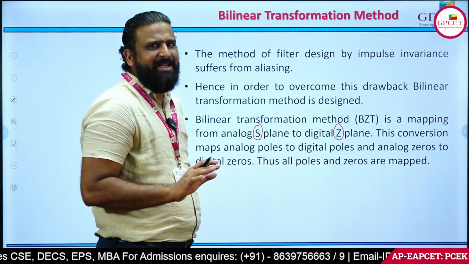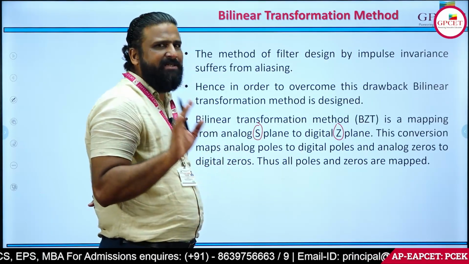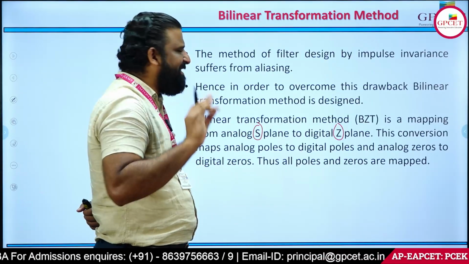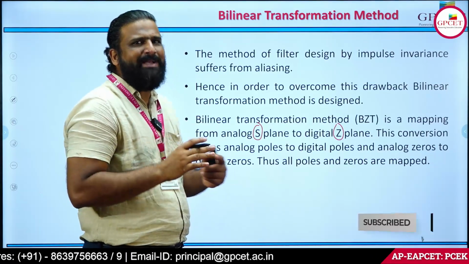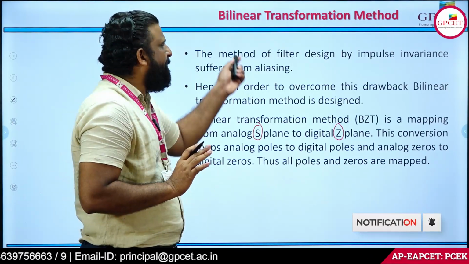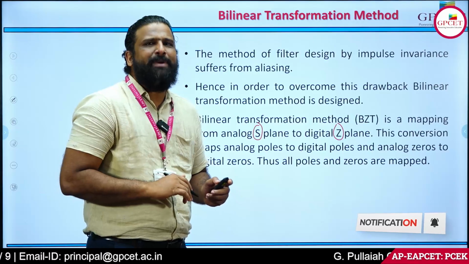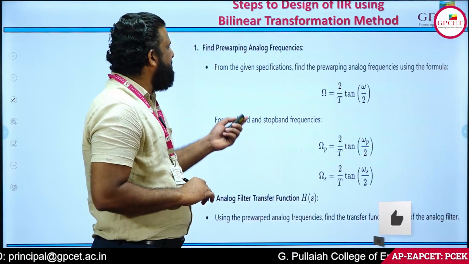The main agenda is that, to overcome the aliasing effect, they are concentrating on both poles and zeros, and the poles and zeros in both the S and Z planes should be mapped with each other. So that is the main agenda present in the bilinear transformation. So we will see the steps.